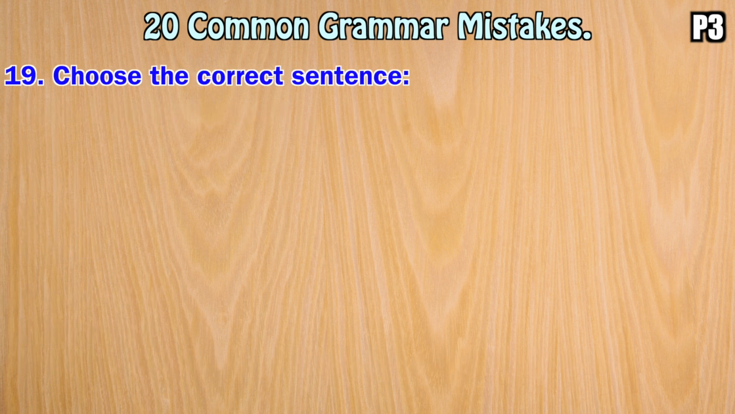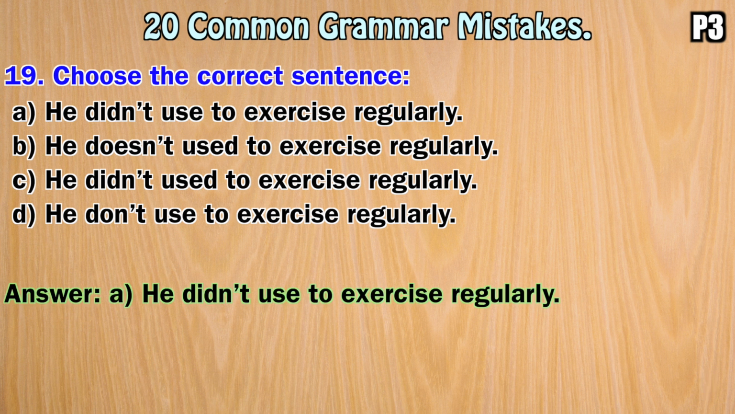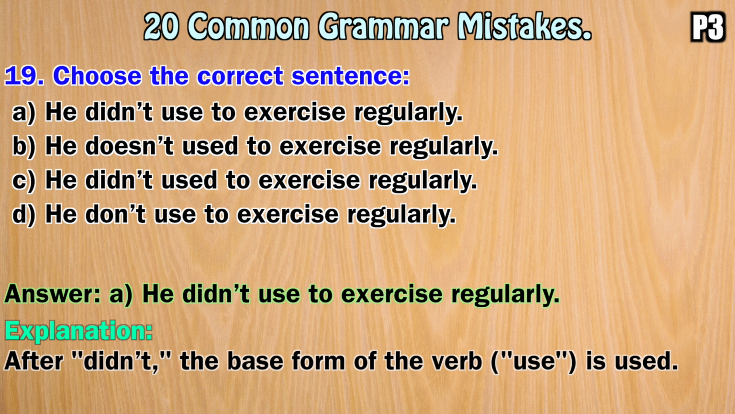19. Choose the correct sentence. A. He didn't use to exercise regularly. B. He doesn't use to exercise regularly. C. He didn't use to exercise regularly. D. He don't use to exercise regularly. Answer: A. He didn't use to exercise regularly. Explanation: after didn't, the base form of the verb, use, is used.